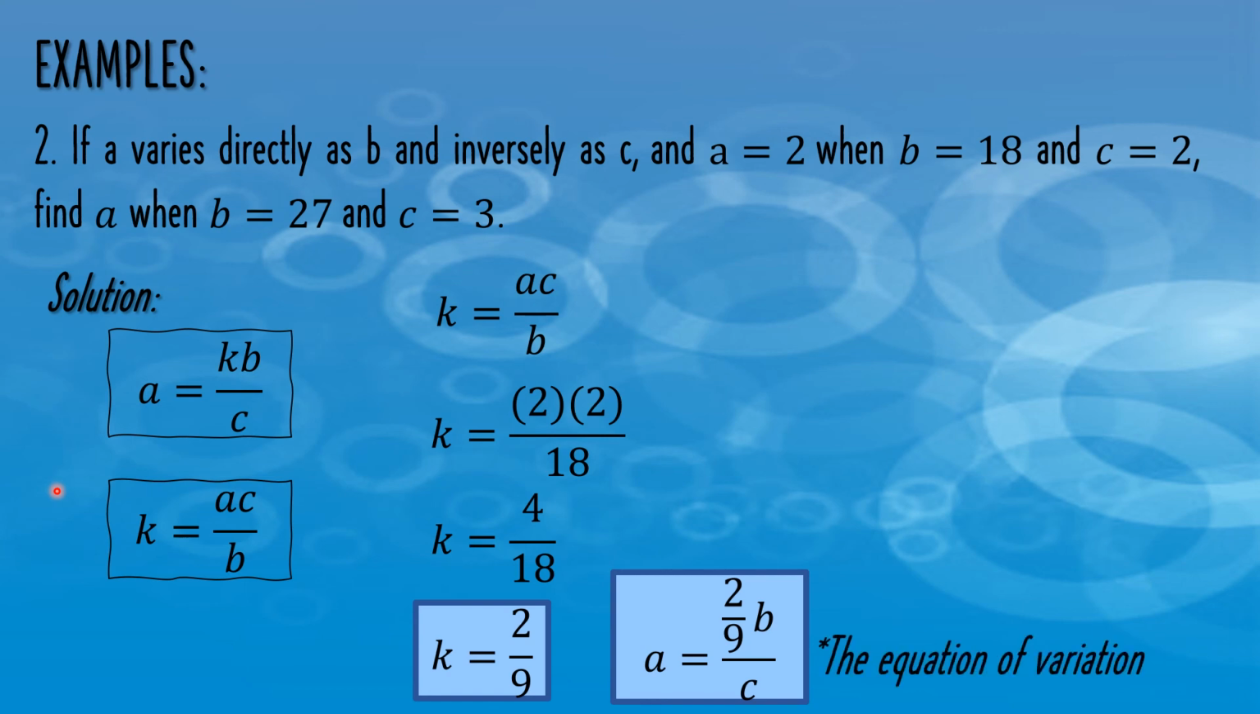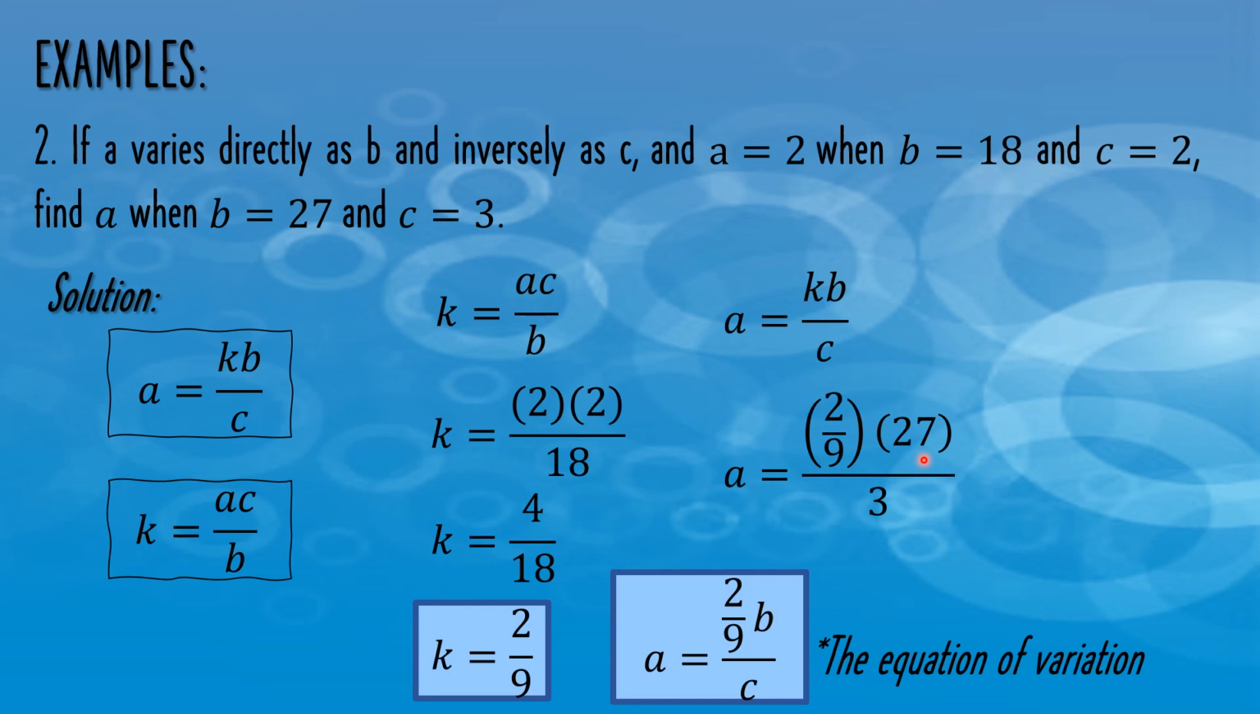Next is to find the value of A using the values of B and C. So that will become A equals 2 over 9 times 27 over 3. Because the value of B here is 27, the value of C is 3, and yung nakuha naman nating value ng k kanina ay 2 over 9. Again, paano ba tayo magmumultiply ng fraction sa decimal? Simple lang. Multiply the fraction to whole number, sorry.